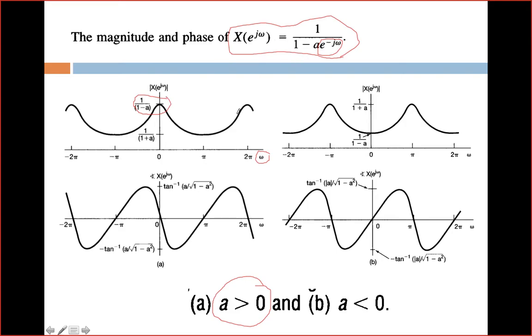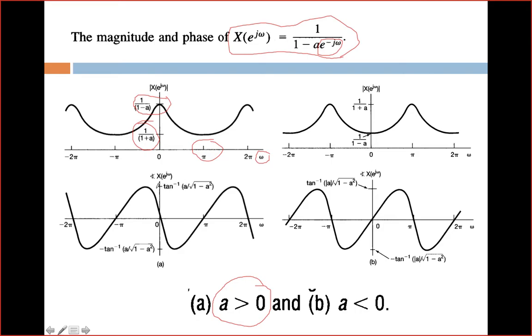At the same time, I will get the minimum value when omega is equal to pi. When I substitute omega equal to pi, I get the minimum value, that is 1 by 1 plus a. So we have to connect all the points to draw the graph. So this is the magnitude plot when a is greater than 0. Next we have to draw the phase plot.